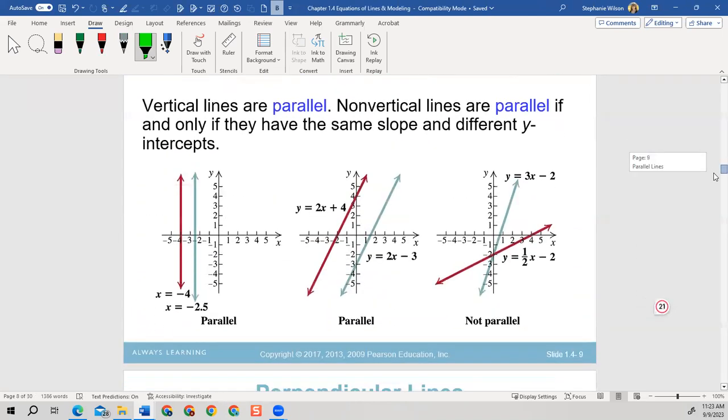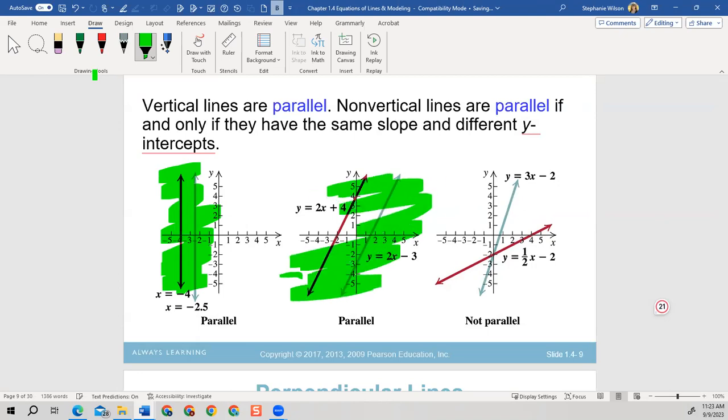Let's move on. This one is talking about parallel lines. Vertical lines are parallel, and non-vertical lines are parallel if and only if they have the same slope. So this is just telling you in words. Let's just look at it. Parallel lines run beside each other. They can run vertically, they can run at a slant, they can run horizontally. As long as they're running beside each other, they're parallel lines.